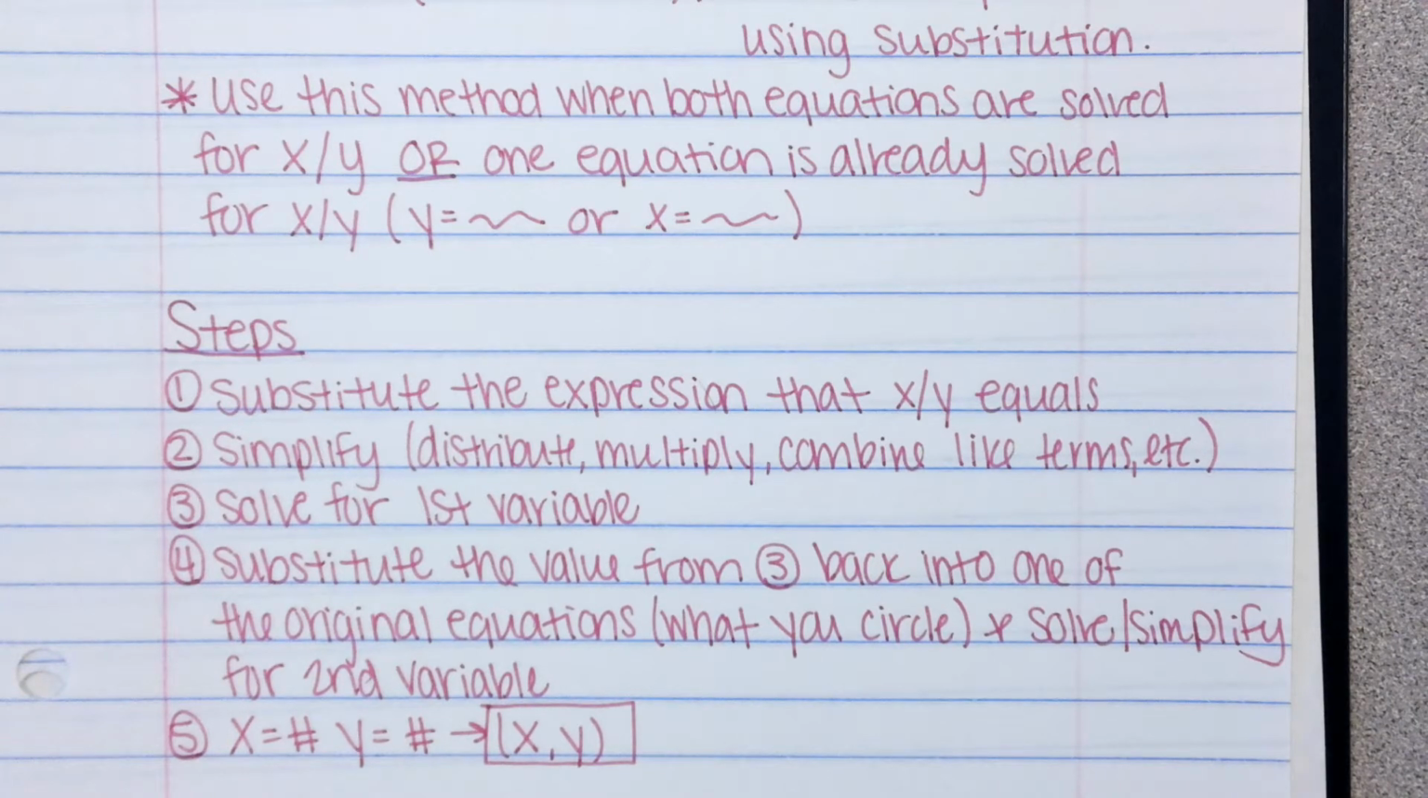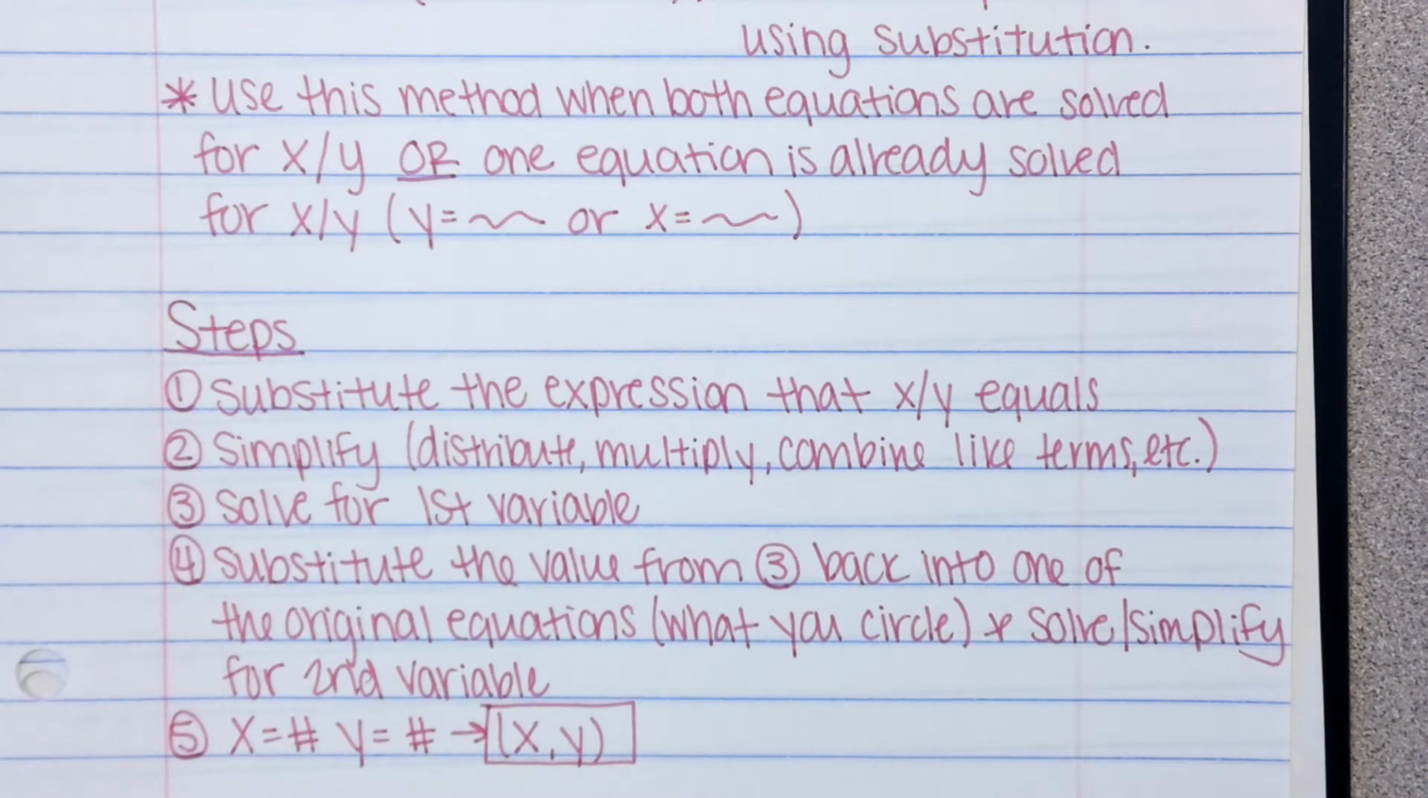Okay, so here are the steps. One, we're going to substitute the expression that x or y equals. And let me explain why we're going to do that. When we have two equations with two variables, and we're trying to solve for those variables, we can only solve for one variable at a time.